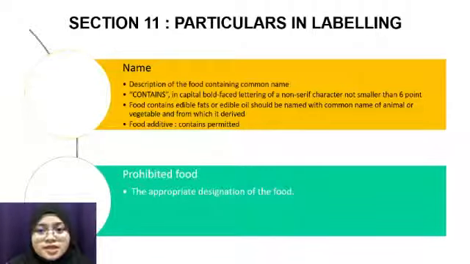Where the food consists of 2 or more ingredients other than water, food additive and nutrient supplement, the appropriate designation of each of those ingredients in descending order of proportion by weight, and wherever required by these regulations, the declaration of the proportion of such ingredient.